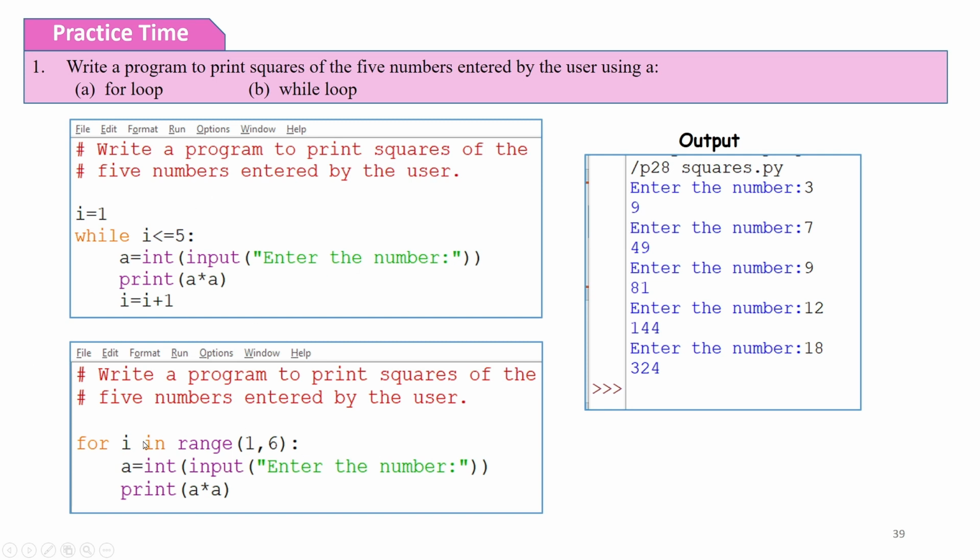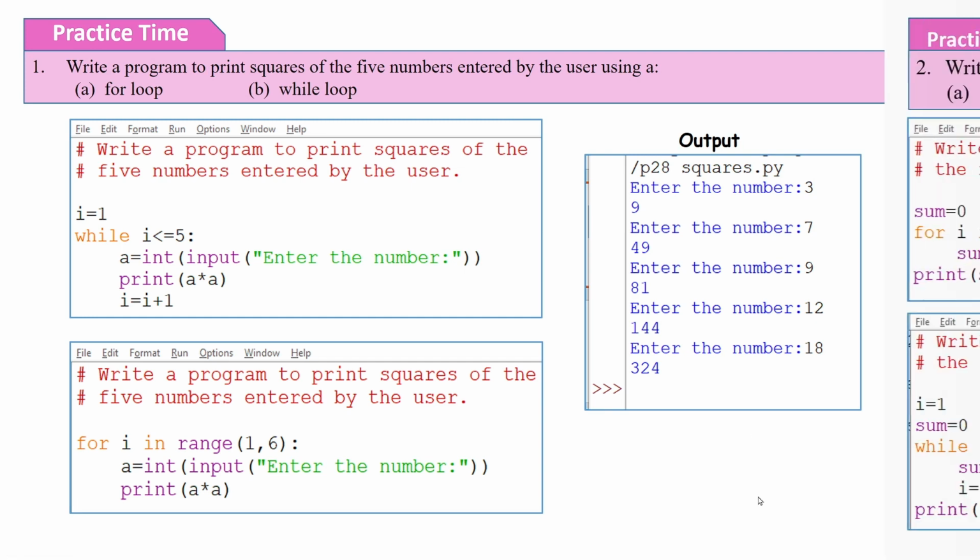The same program written with for loop does not require initialization, and it also does not require an updation statement. Here for I in range 1 to 6, so the first value will be 1 and the last value will be 6 minus 1, that is 5. We have entered the value in A and then we are printing A into A. Again, both programs will have the same output like this.